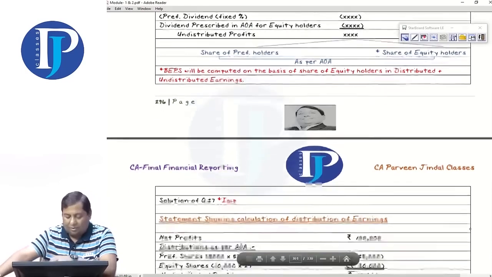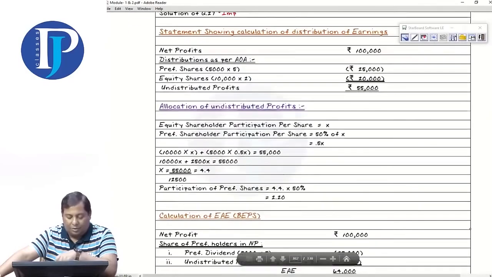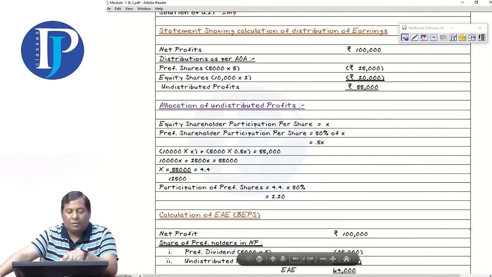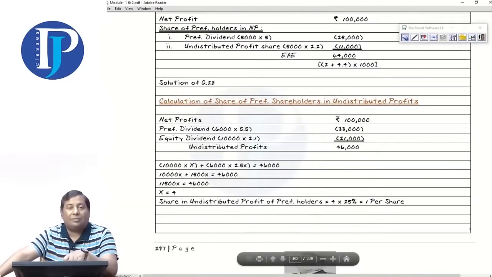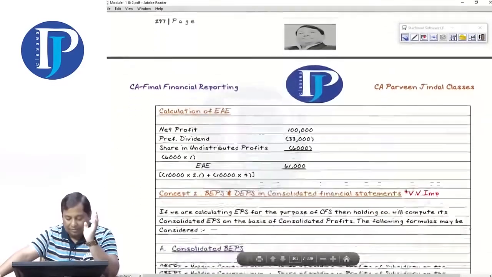Then we had done question number 27 from study material. Allocation of fund distribution will be done. Then we will find EPS. Question number 27, it's a good question. Then we did 28. One more question. It's all from study material.